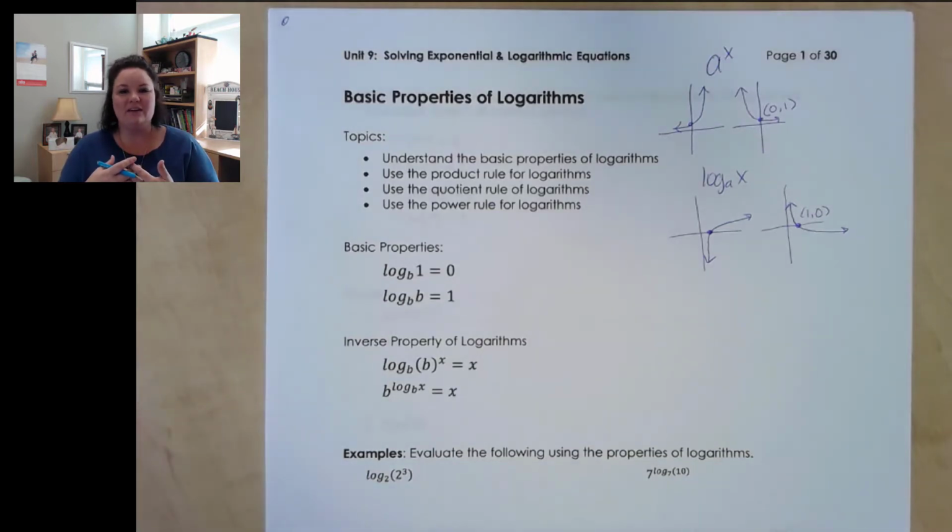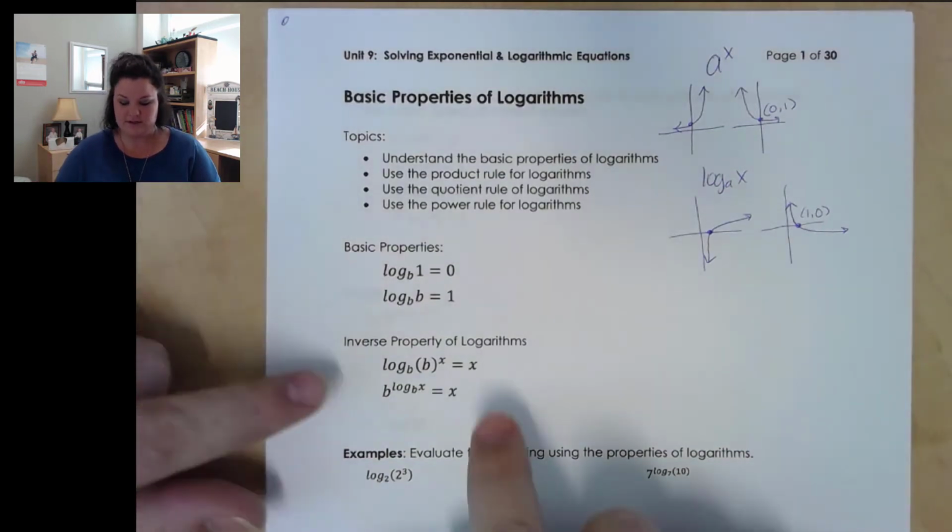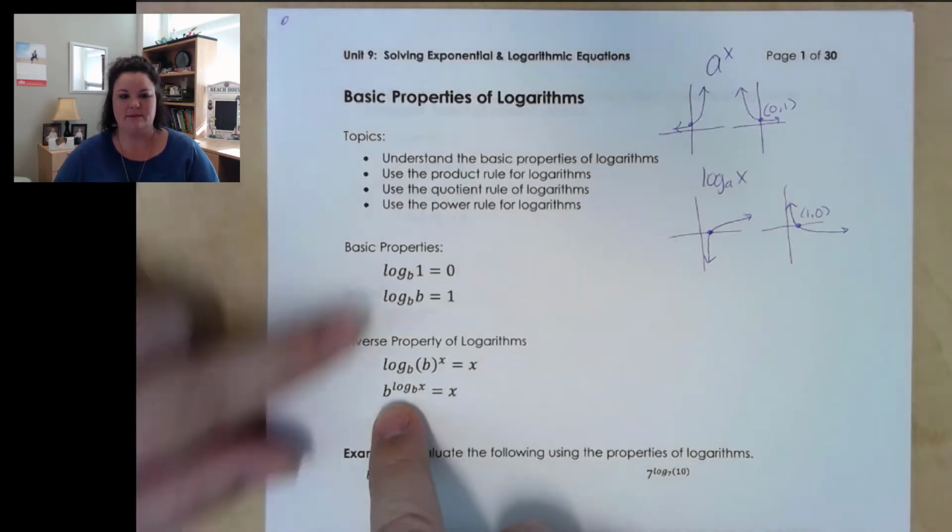So what we're going to look at today is this idea that logarithms and exponentials undo one another, right? They're inverses. So just like a square undoes a square root, or addition undoes subtraction, a log undoes an exponential base, okay, as long as the log base is the same. So I want to show you this inverse property, and then we'll go back to these basic properties.